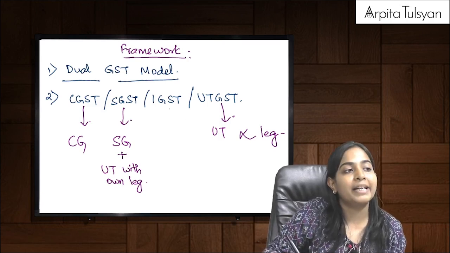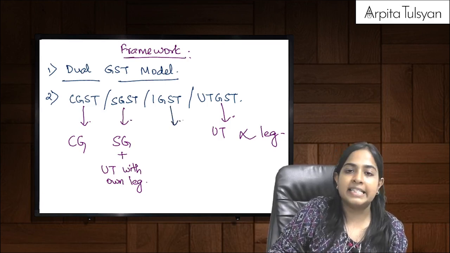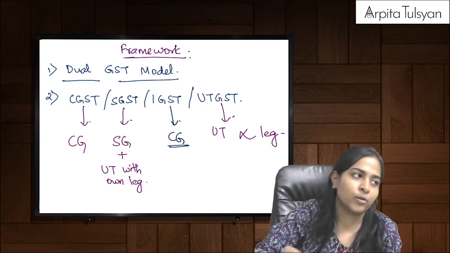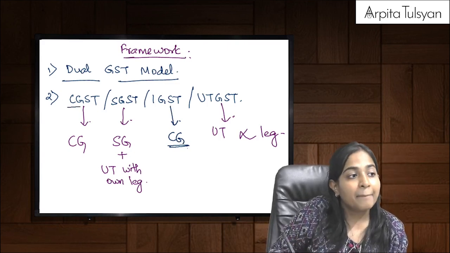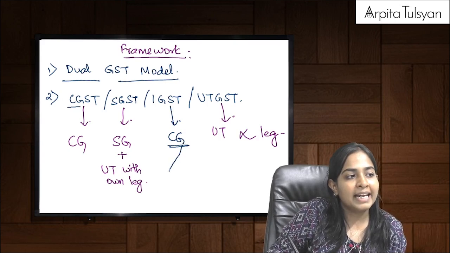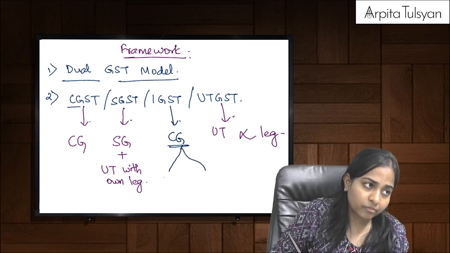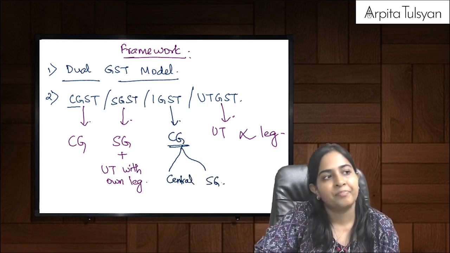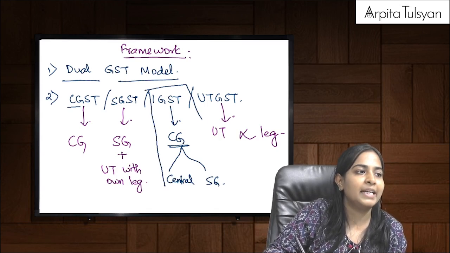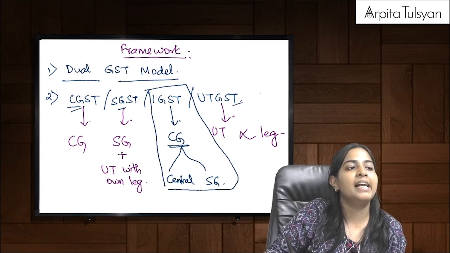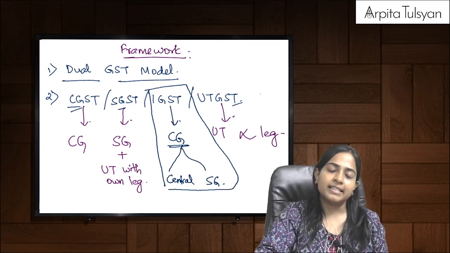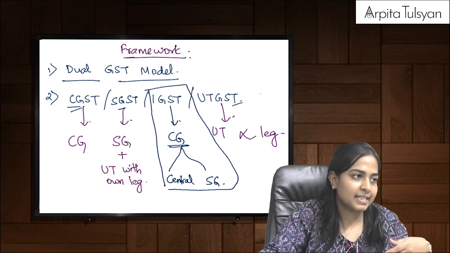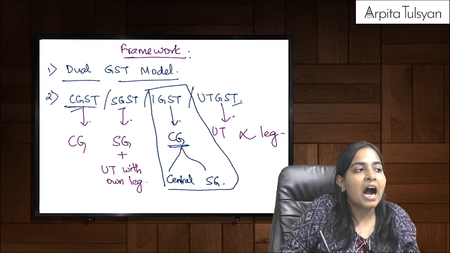Now, what about integrated GST? Just remember that IGST will be levied and collected by the central government only, just like CGST. But then this will be shared later on by the central government as well as the state. So IGST is one thing which will ultimately go to the center and the state. Very, very clear with this, everyone? Yes? Okay, so ma'am, how does this happen?